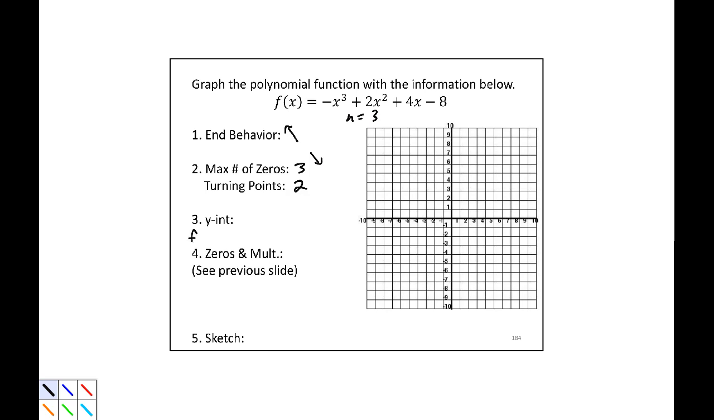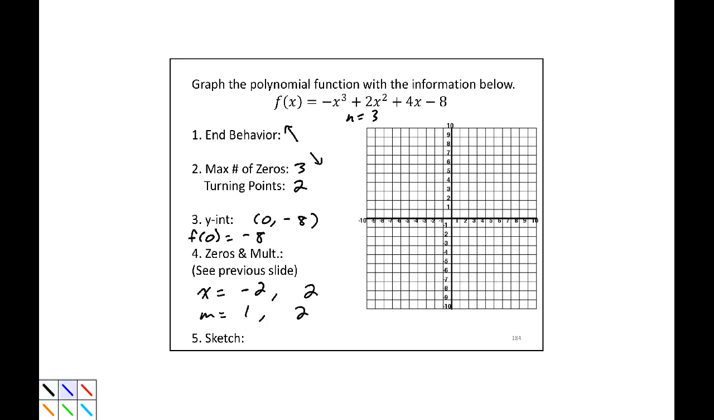Next, I can calculate f of 0 to find the y-intercept. If you notice, we will have negative 0 cubed plus 2 times 0 squared plus 4 times 0 minus 8. Those first 3 terms are all 0, so this is minus 8. So our y-intercept is 0, negative 8. Now the zeros and their multiplicities, we've already found this in a previous slide. Our zeros are negative 2 and positive 2. And we're only looking for real zeros. All right, and our multiplicities are 1 and 2 respectively.